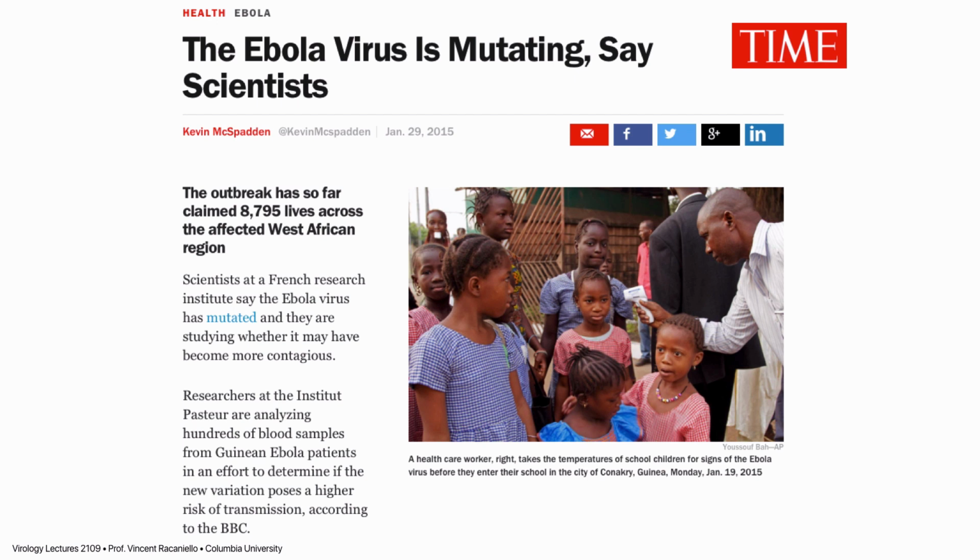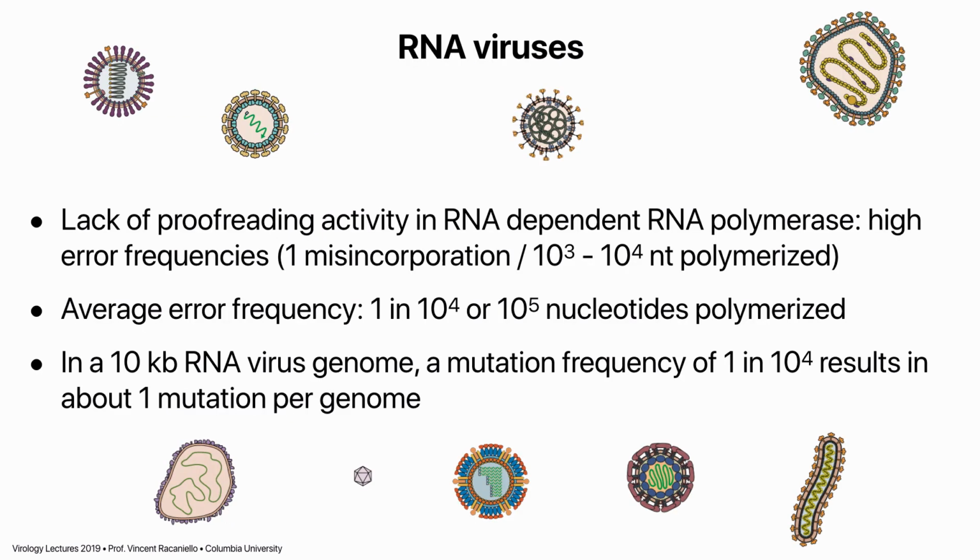Scientists at a French research institute say Ebola virus has mutated, and they are studying whether it may have become more contagious. So that is something else. It's always mutating, but it sounds like the mutation is something new. Whether it became more contagious or not is a good question. This turned out to be wrong. It didn't become more contagious. And I'll tell you later why it's now too easy to blame mutations when we see viruses changing. I'll come back to that, of course.